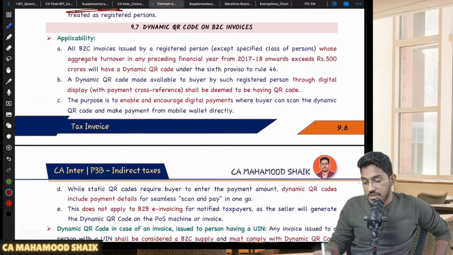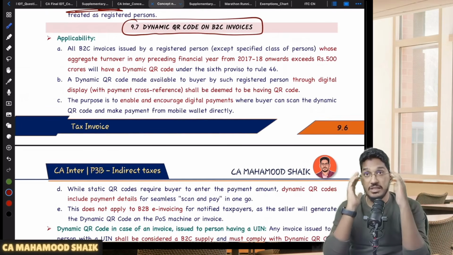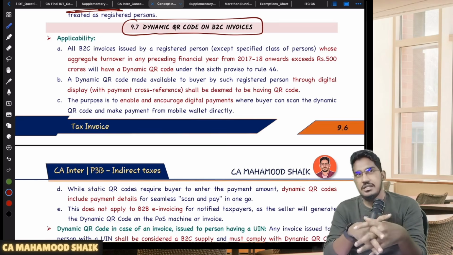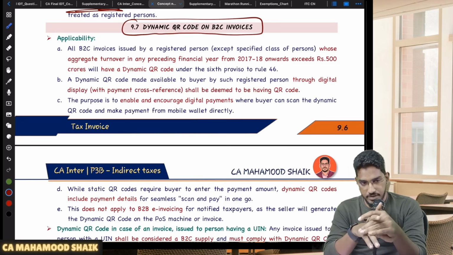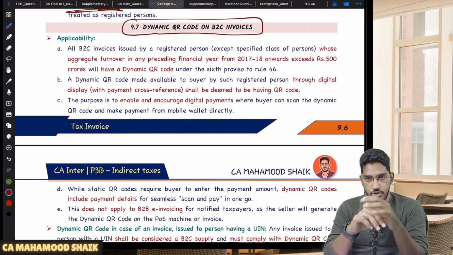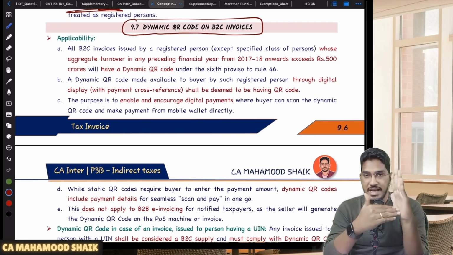Then we have one more concept called dynamic QR code on B2C invoices, sorry, not B2B. There is one more requirement called dynamic QR code. Sir, what is this dynamic QR code? See, generally we have two kinds of QR code. Let us say, for example, if you go to a shop and buy some item, and if you want to make payment through your UPI, they will show you one QR code. You will scan that QR code.